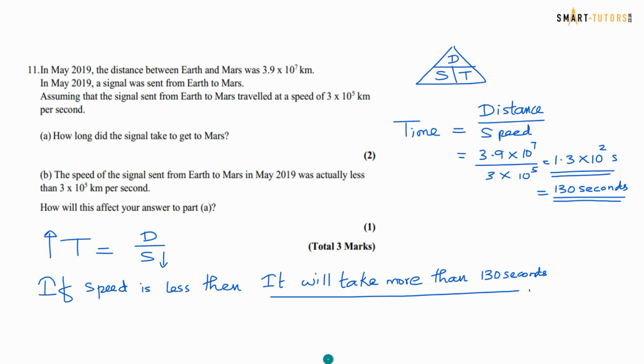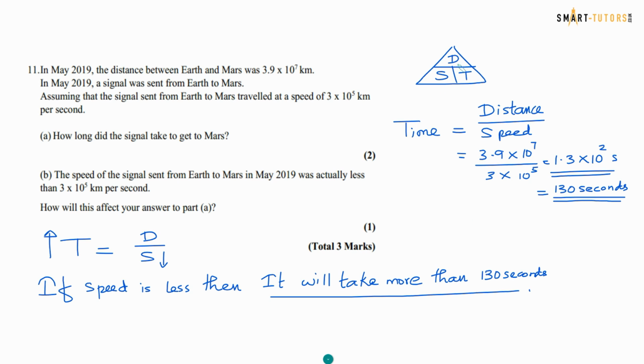Question number 11. In May 2019, the distance between Earth and Mars is given, and in May 2019, a signal was sent from Earth to Mars. Assuming that the signal sent from Earth to Mars traveled at the speed 3 times 10 to the power 5 km per second, how long did the signal take to get to Mars? So that means they're asking for a time.